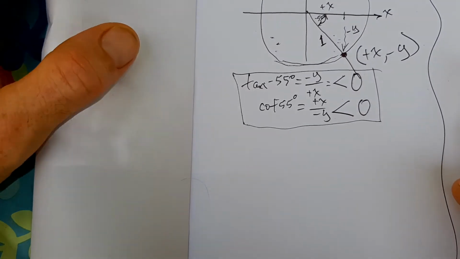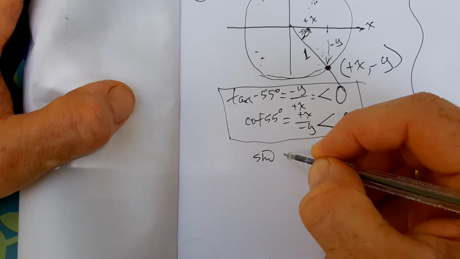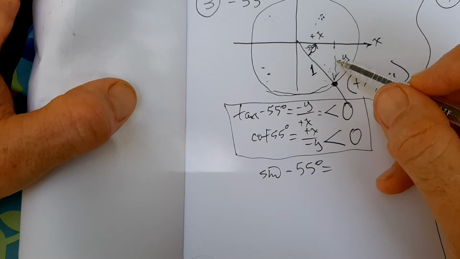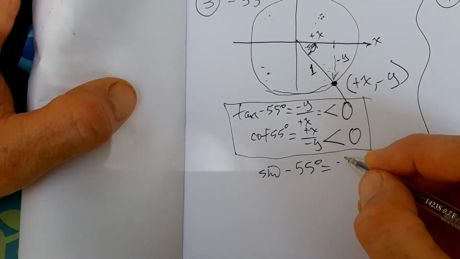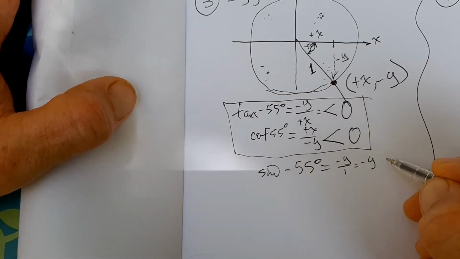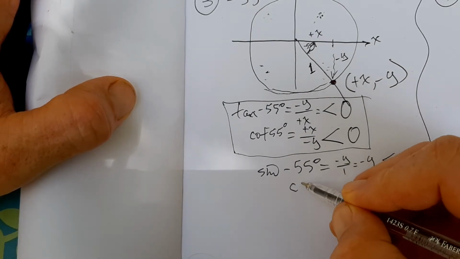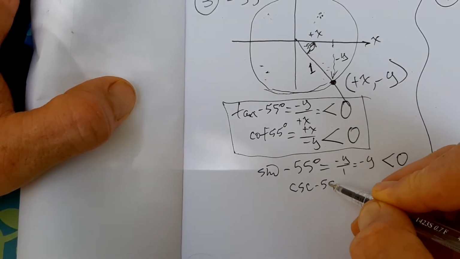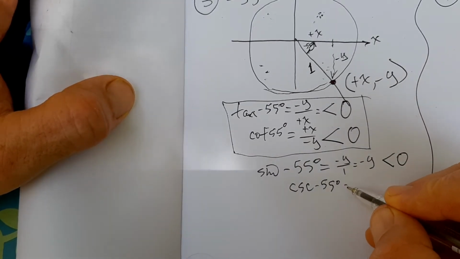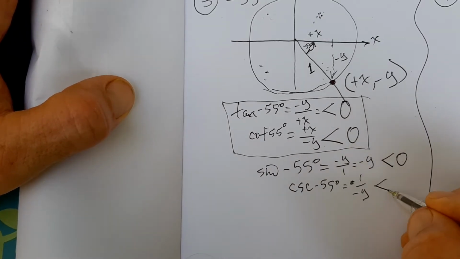Okay. Sine and cosecant. Sine of negative 55 degrees is opposite over hypotenuse. It's going to be minus y over 1. That's it, minus y. So that will be less than 0, and cosecant will be the same thing. Cosecant is the inverse value, 1 over negative y, also less than 0.